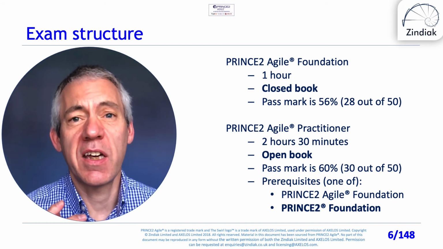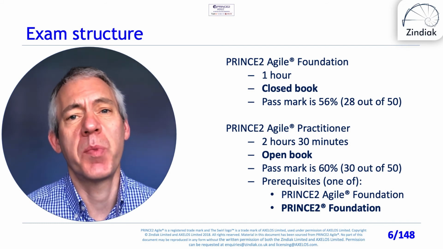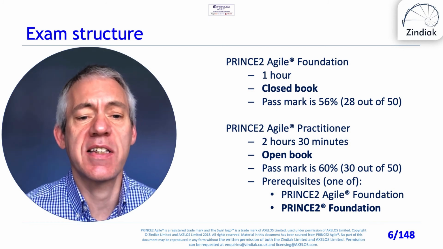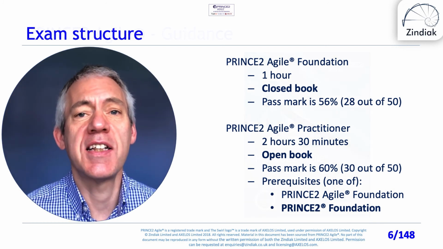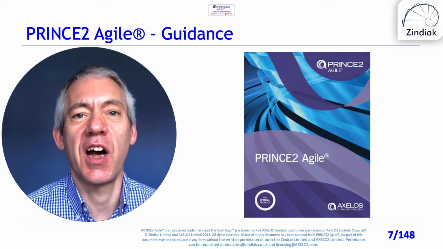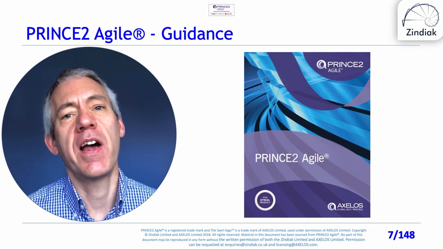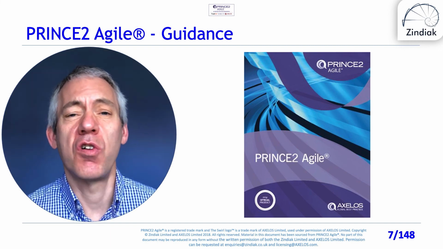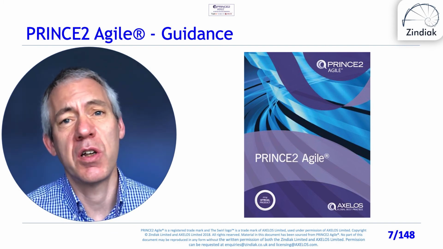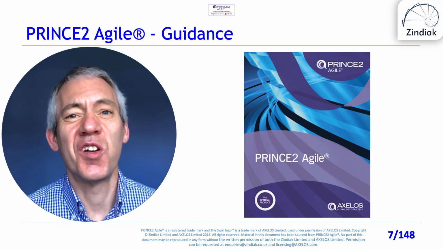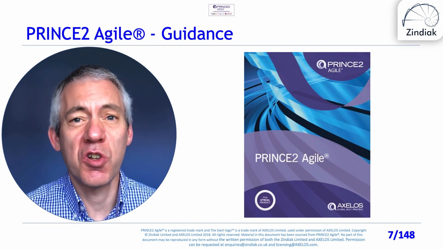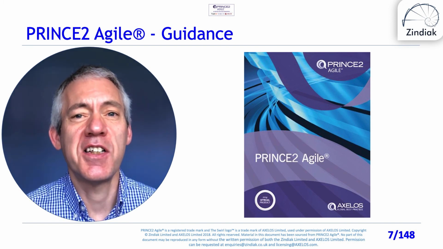Both exams can be taken online with PeopleCert at peoplecert.org. And as it says, the practitioner exam is open book, and the book you can open is the official PRINCE2 Agile guidance, which is available from Axelos or the publisher TSO at tsoshop.co.uk, or you can buy it from Amazon or other good booksellers. If you prefer, during COVID, you can use a digital copy of that book.